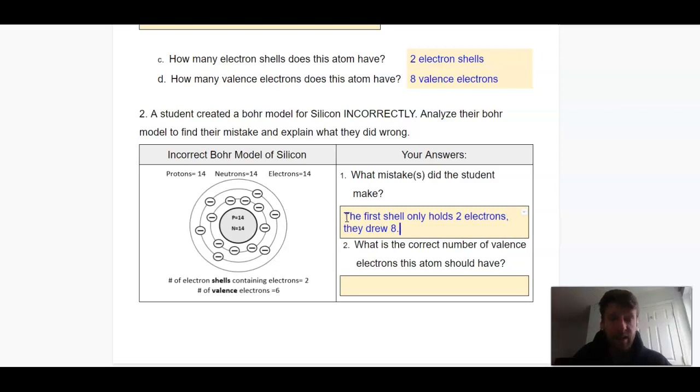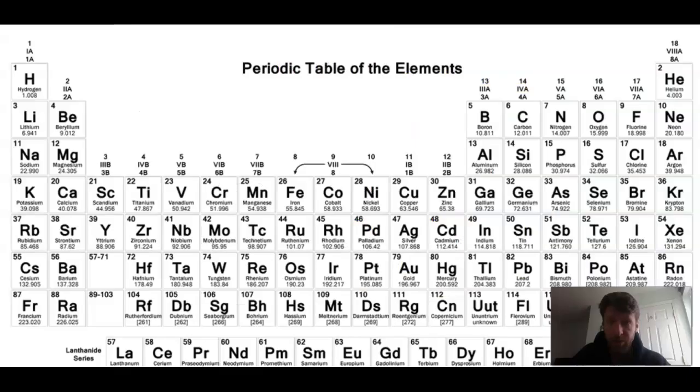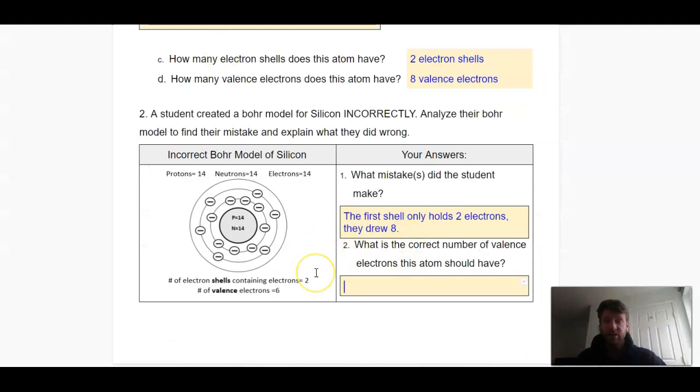That is a mistake, and that'll throw you off because it makes this incorrect. What is the correct number of valence electrons this atom should have? Well, there's 2 ways to figure this out. Let's take the easiest way, which is to open back up our periodic table, find silicon, and see that it is in group 4A, which means it should have 4 valence electrons.